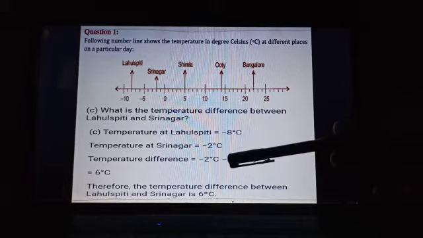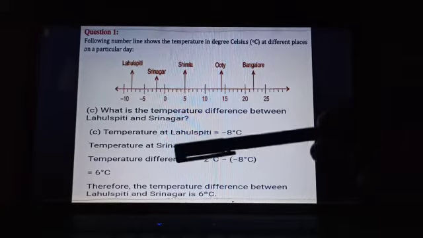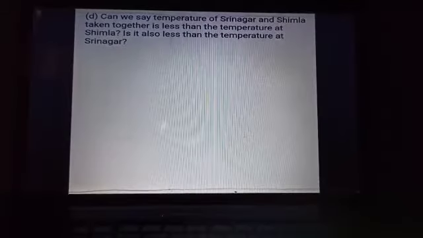Now -2 minus -8 will give you plus. Therefore, it will become -2 plus 8. And -2 plus 8 on solving, you will get +6 degrees Celsius. So in this way, you can find the temperature difference between Lahul Spiti and Srinagar, which will be equal to 6 degrees Celsius. Now here we have part D.